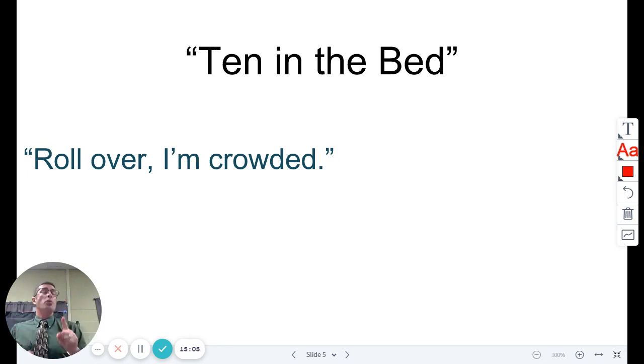Let's do it together. Go. Roll over, I'm crowded. So they all rolled over and one fell out. There were two in the bed and the little one said, roll over. Come on now. Roll over, I'm crowded. So they all rolled over and one fell out. One in the bed and the last one said.